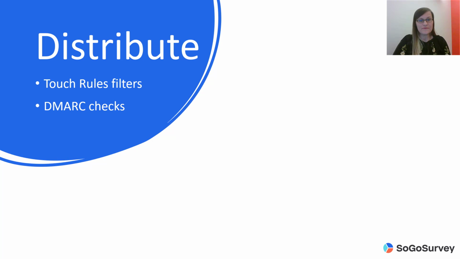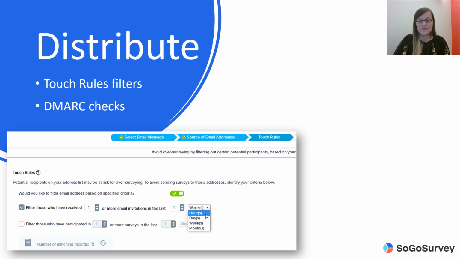Now, you might not be familiar with the concept of touch rules, but you're probably familiar with the concept of over-surveying. And touch rules is exactly designed to take care of that. So let's say that you're sending out lots of surveys to your customers, for example, but you want to avoid sending them to the same people over and over again.